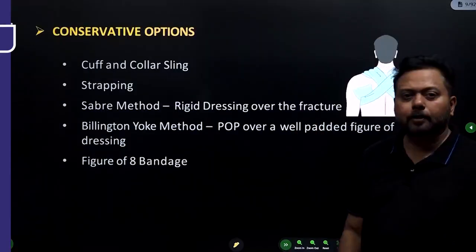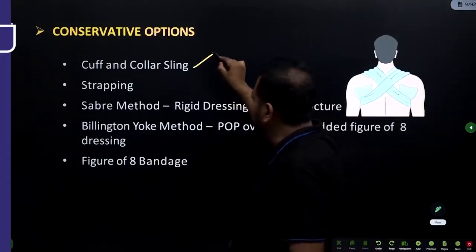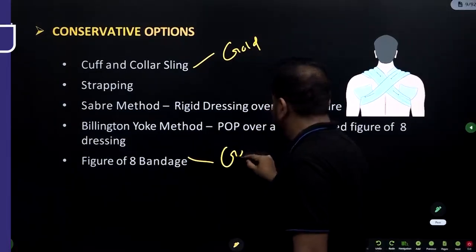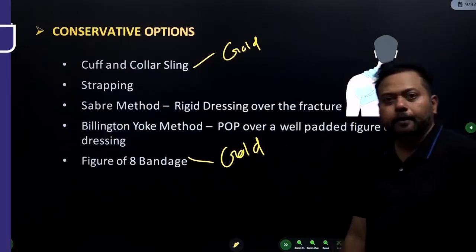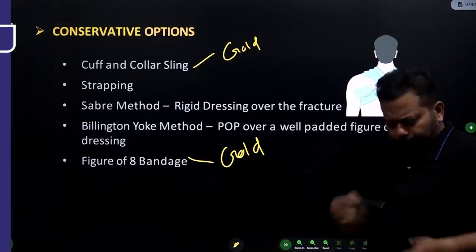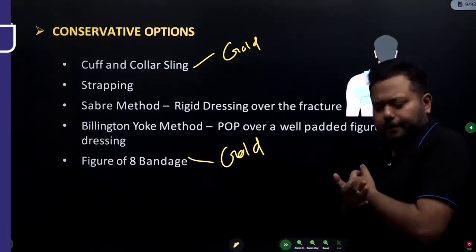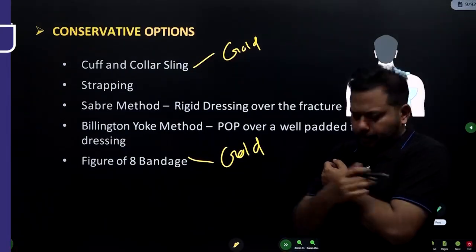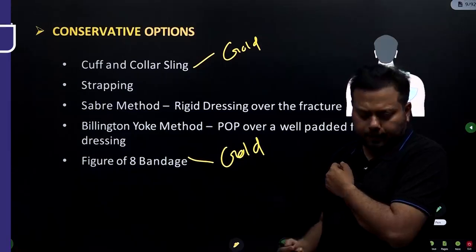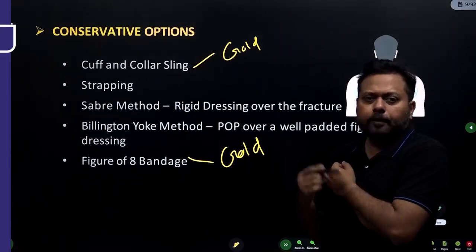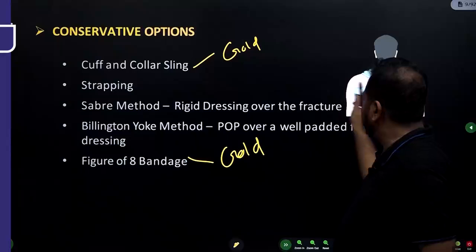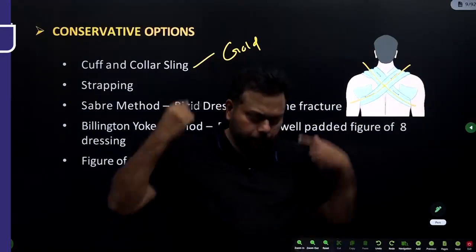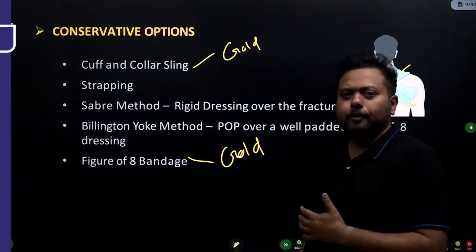What are the conservative managements that are possible? Cuff and collar sling and figure of 8 are the gold standard. Okay, these are the gold standard. Very simple. We have all seen a cuff and collar sling. You are flexing the elbow to 90, you are adducting the arm to the chest and you are tying with a cuff and collar sling. This is one. With this, you should mix figure of 8 bandage. You see in the diagram, this figure of 8 bandage, all of us would have seen figure of 8. What is the purpose of these two?